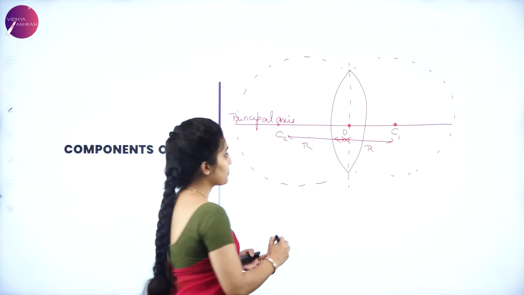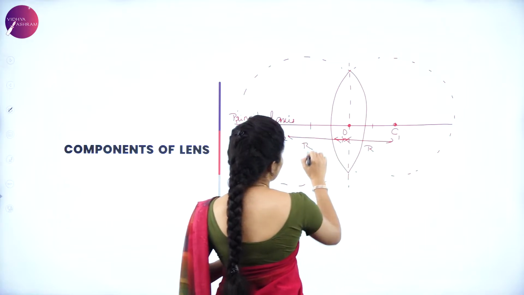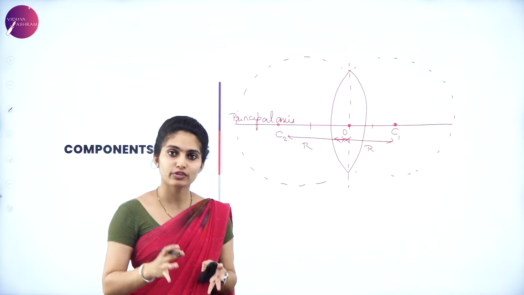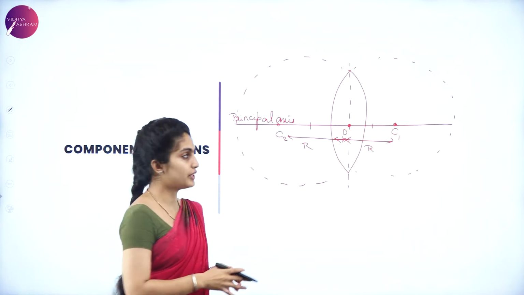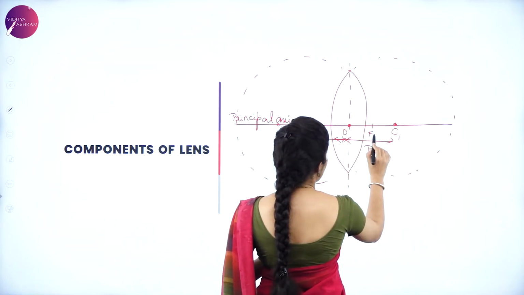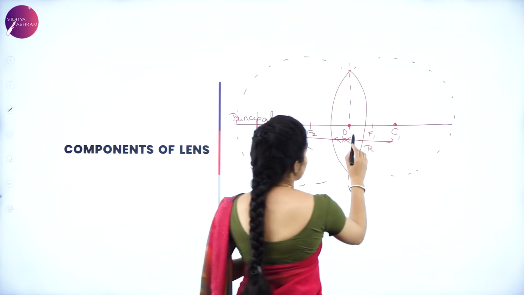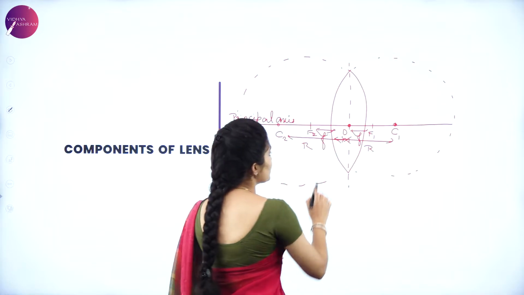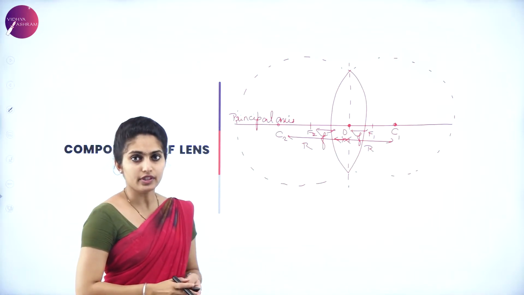Same thing goes with the principal focus. So here it will be F1, here it will be F2. That will be the principal focus with the focal lengths of small f1 and small f2. So suppose this is F1, this is F2, the distance between these two will be f, and this also will be f. So that is all about the components of the lens.